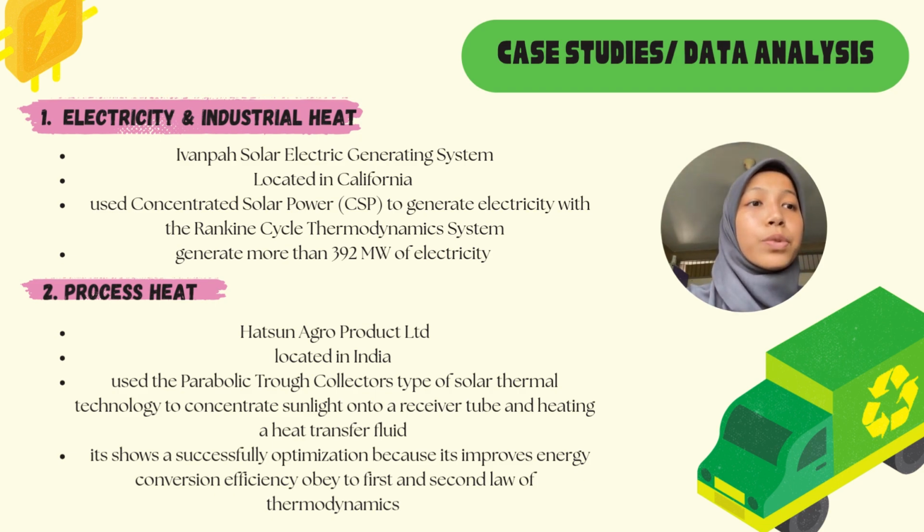And the next one is process heat. So I chose Hudson Agro Product. It is located in India. This company used parabolic trough collectors as a type of solar thermal. It shows a successful optimization because parabolic troughs improve energy conversion efficiency. It obeys the first and second law of thermodynamics.